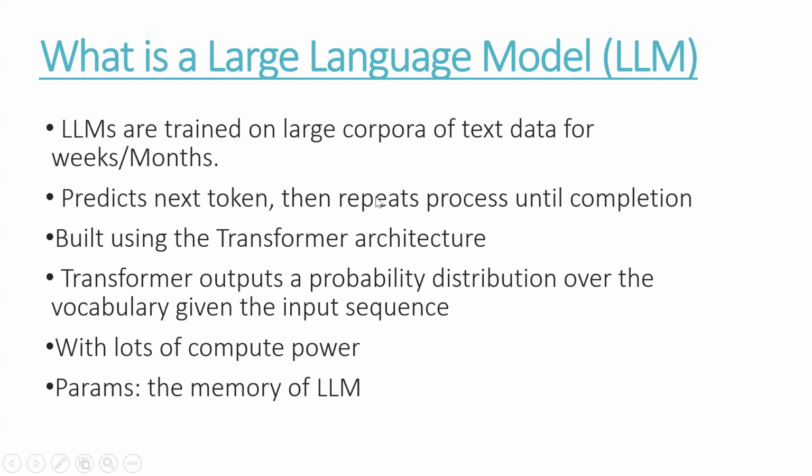Then it will see whether the output the large language model produced, like "pen", was correct or not. That was incorrect, so the loss will be huge. So it will go back and try again, and try and try until it is able to predict the right word. At that point, my loss will be minimum. This is how they are trained, to predict the next token, what should be the next token to complete a sentence. They are built using the transformer architecture. Transformer outputs a probability distribution over the vocabulary given the input sequence.